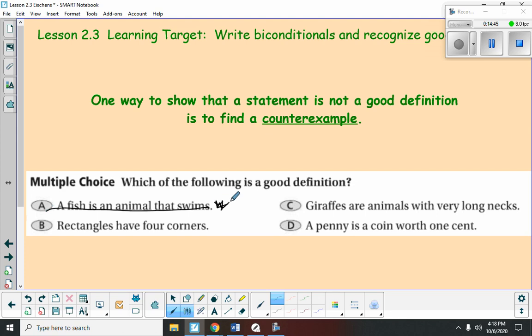Okay, let's look at the next one. Giraffes are animals with very long necks. Well, is it true both ways? Animals with very long necks are giraffes?